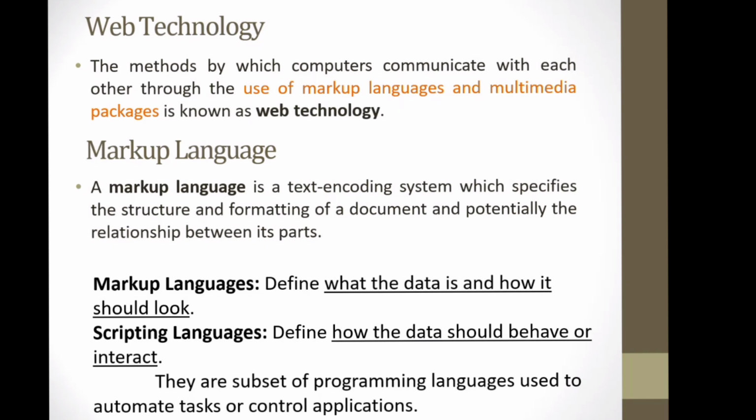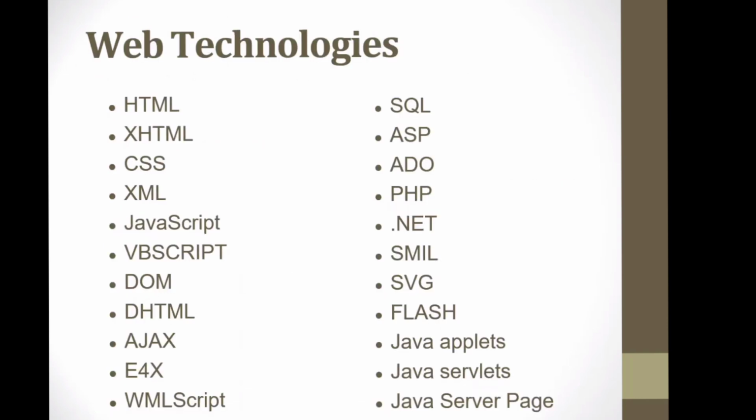And all these are programming languages only. Okay, so markup language decides how data will look. Scripting language decides how data should behave. Those are the markup language and scripting language. Examples of markup language: HTML, XML, all these are markup languages. Scripting languages: we have JavaScript, we have VBScript. All these are scripting languages.